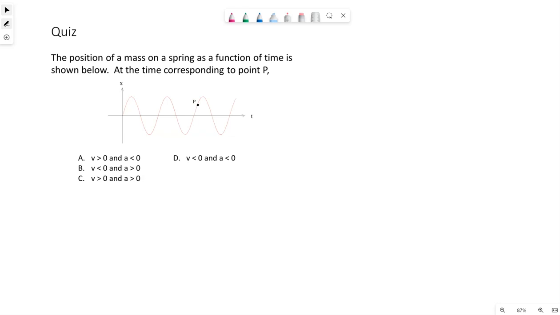So the correct answer here is A. Velocity is greater than 0, meaning it's positive. So if this mass on the spring was oscillating up and down, it's moving upwards at this moment, so that is a positive velocity, a positive direction that it's headed in. But it's reaching its maximum point, so it's going to be slowing down. Well, slowing down means acceleration has to be opposite the velocity. So if the velocity is positive, then the acceleration must be negative, so less than 0.